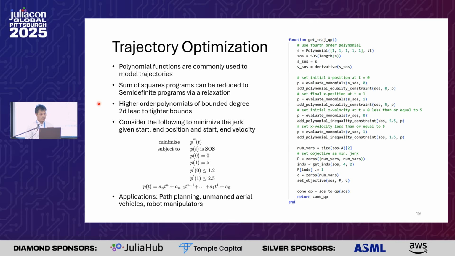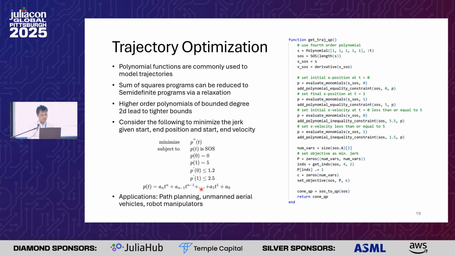The last example is trajectory optimization. This is using sum of squares programming, and here we want to minimize the jerk, or the third derivative, of a polynomial. A trajectory can be encoded as a sequence of polynomials, which is what we're doing here. We constrain that to the sum of squares cone, and then we set some initial conditions. We say that the initial position is 0, the final position is 5 at time equals 1, and we set the initial and final velocities to these values here.